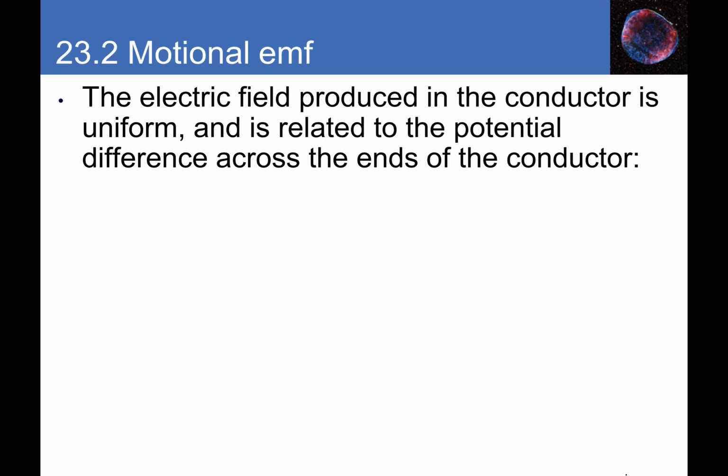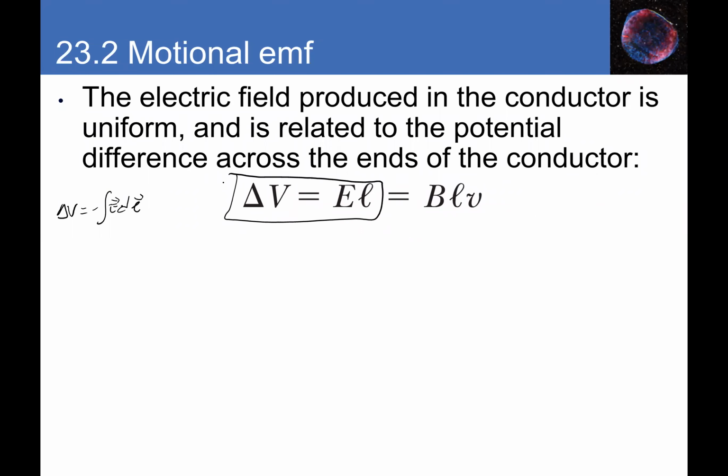If you remember, there was this equation where delta V was equal to the negative of the integral of E dot dl. This was the general equation. But if the electric field is uniform, we can take it out of the integral and end up with just E times L. Then delta V equals E times L. This was something we learned in chapter 20.